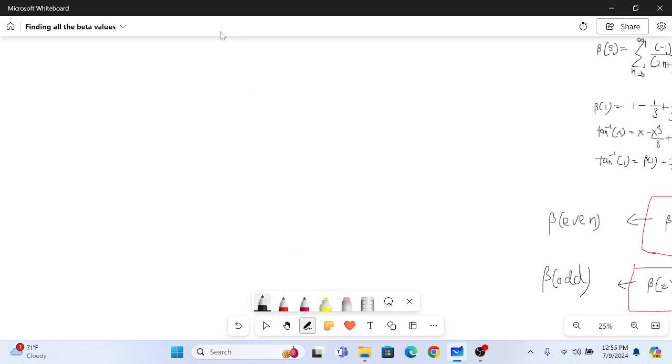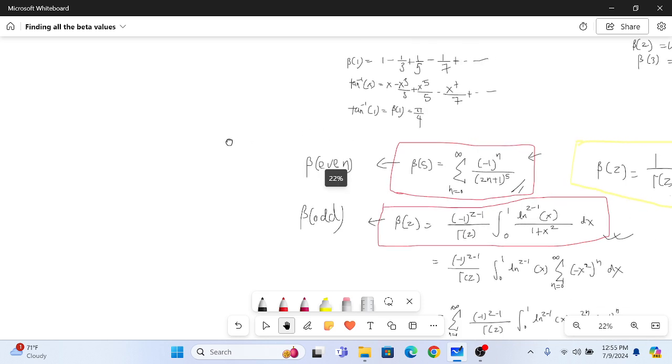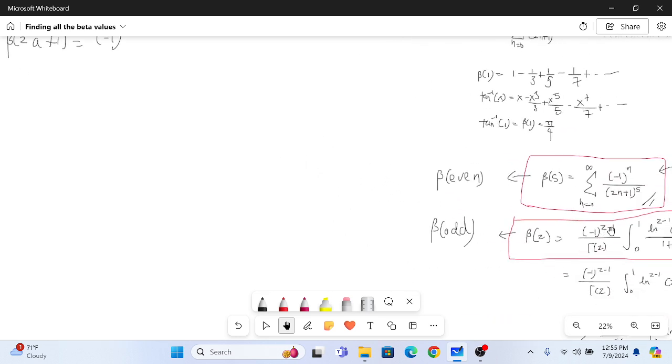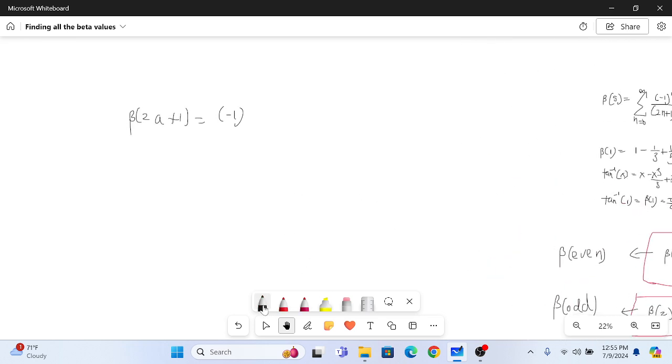Now we know that beta of 2a plus 1, this is just minus 1 to the power... Okay, so from the integral definition of beta function itself, over here from this definition, if we put s as 2a plus 1, over here we will just have 2a, here 2a plus 1, here just 2a. So let's do that. Minus 1 to the power 2a by gamma of 2a plus 1, and then integral from 0 to 1 of ln x to the power 2a by 1 plus x squared dx.